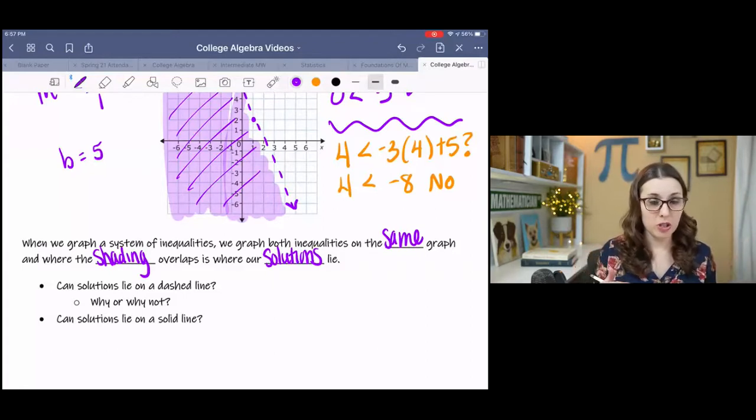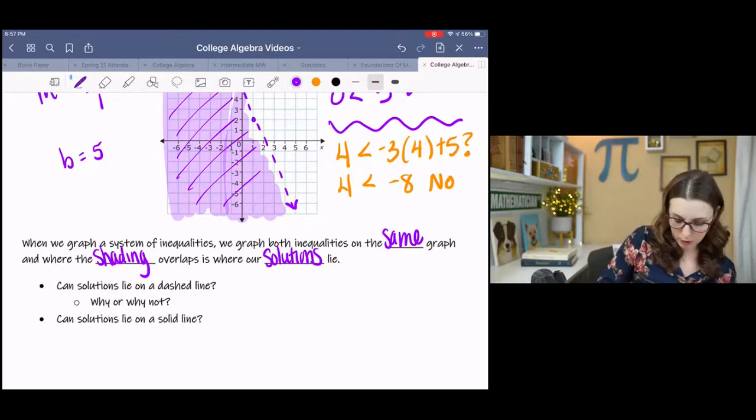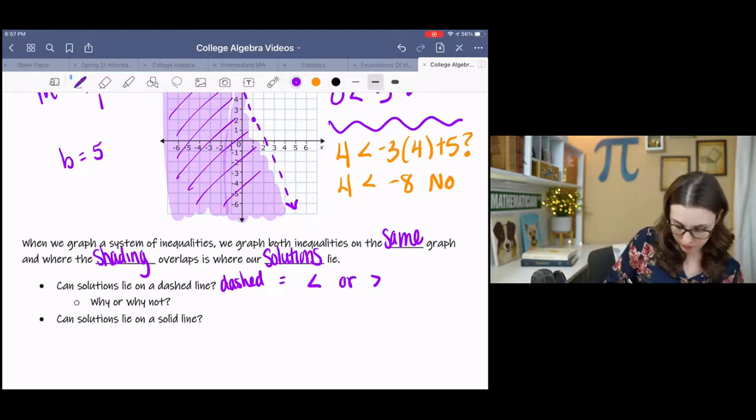Can solutions live on a dashed line? What do you think? Just take a guess. And now let's think about what a dashed line is. A dashed line stands for less than or greater than, but not equal to. So since it's not equal to, that means that none of our solutions live on the line.